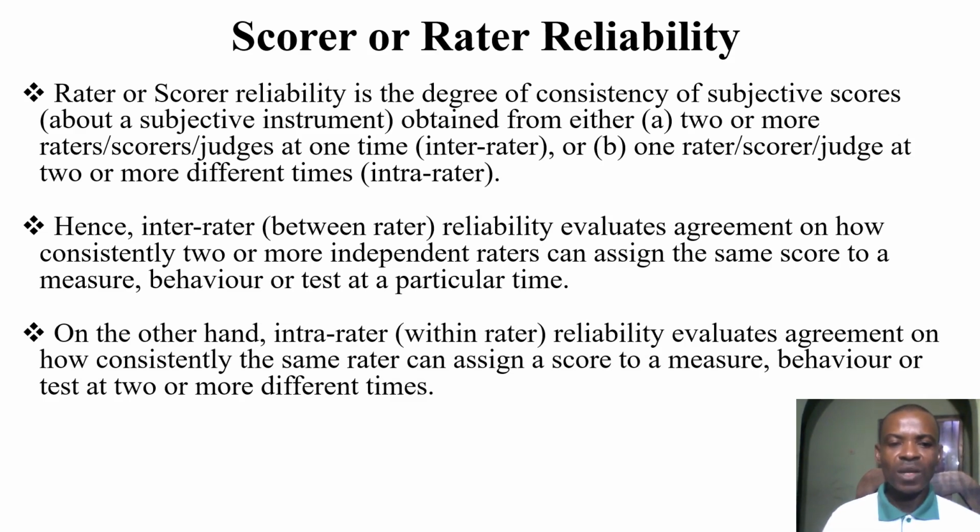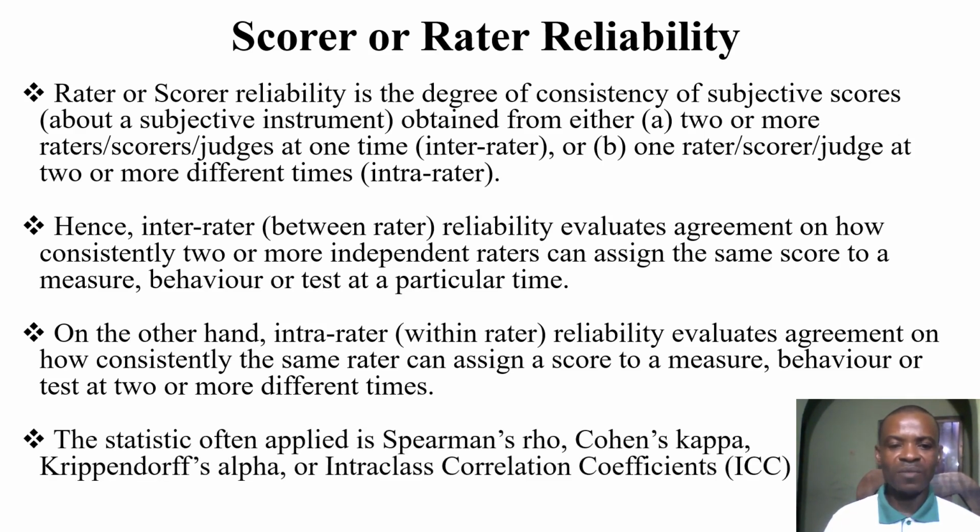On the other hand, we have intra-rater reliability, which is often called the within-rater reliability. It evaluates the agreement on how consistently the same rater can assign a score to a measure, a behavior, or a test at two or more different times. So if you expose someone to perform a practical skill and ask a rater to rate at one time, and then the person repeats the practical skill and the rater rates at another time, that is simply called intra-rater reliability. So there is a difference between inter-rater and intra-rater. Observe that from our definitions.